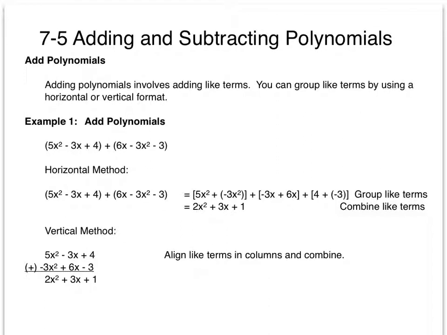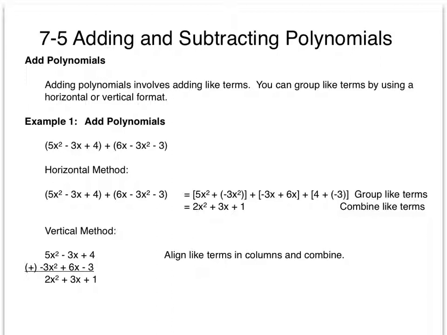Now we're going to begin section 7.5, adding and subtracting polynomials. Adding polynomials involves adding like terms. You can group like terms by using a horizontal or vertical format. I will show you both formats, but I prefer the vertical method. You may use either one you choose.